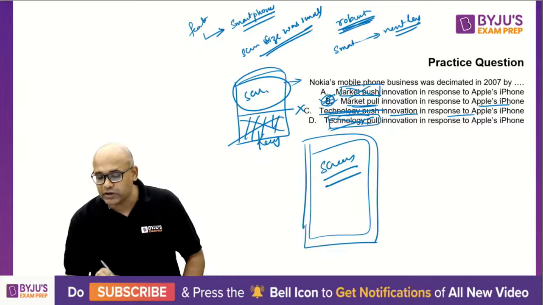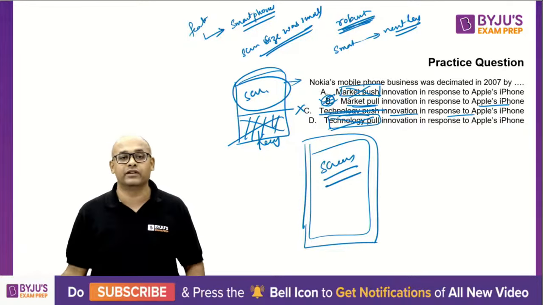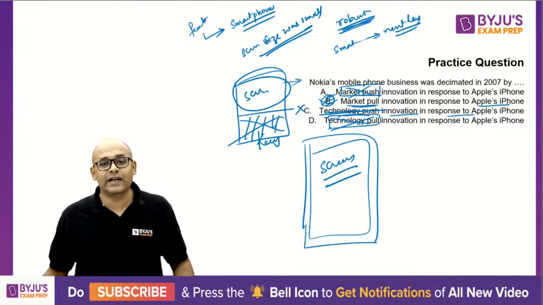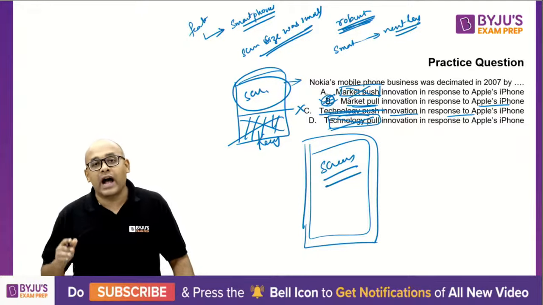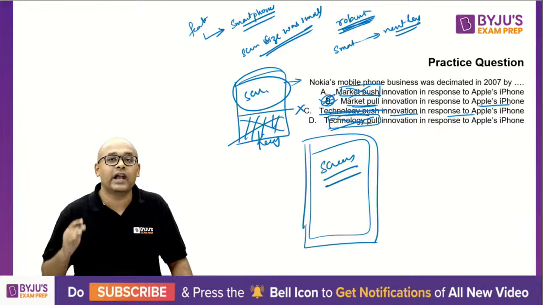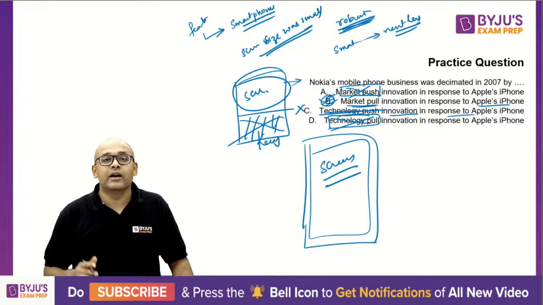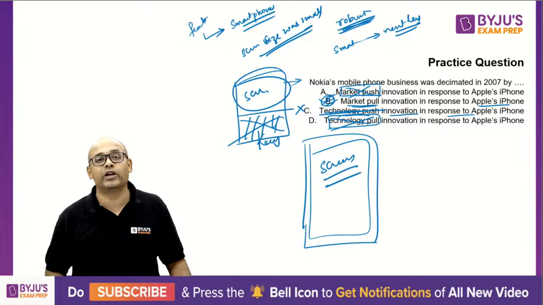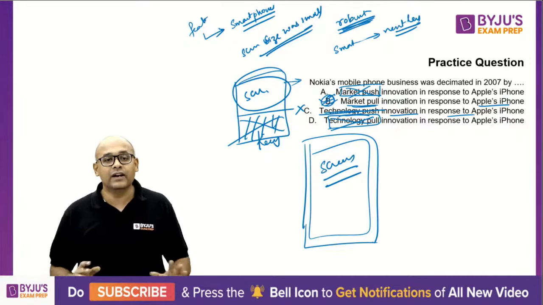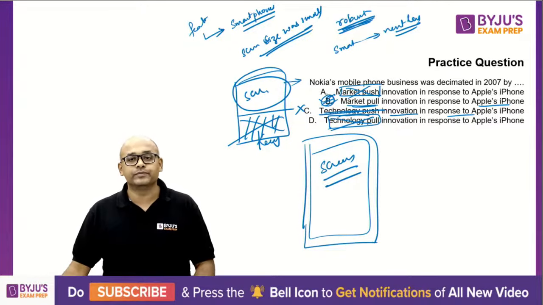It is not a technology push. It was a market pull innovation. Is it clear, guys, why it is B? It's a very confusing question. I really agree with many of you, and yes, C could be an answer which many of you have given. But you need to understand the nuances of what happened at that point in time in that era. Clear? I hope this is clear to all of you.